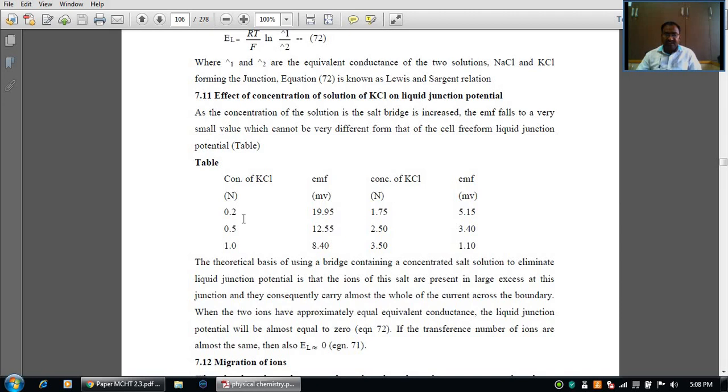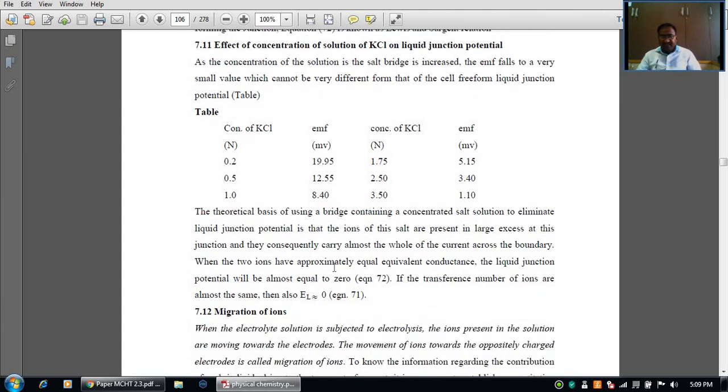Just you see here, the variation of concentrations of potassium chloride, expressed in normality, the EMF, electromotive force, expressed in millivolts, and concentrations of KCl. And just you see here, at a low concentration of KCl, what are we getting? A higher EMF value. Here, keep on increasing the concentration of KCl. Here, what happened? The EMF value decreases.